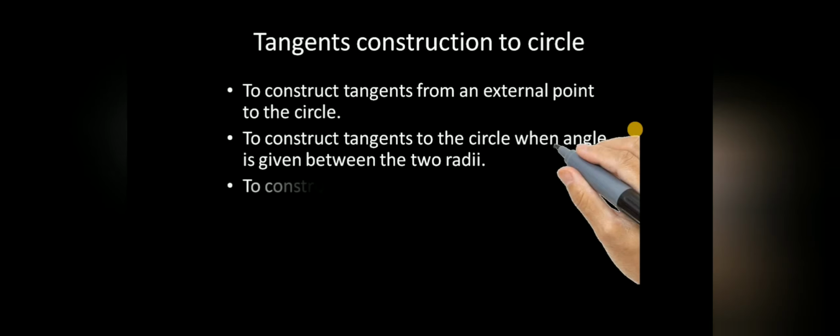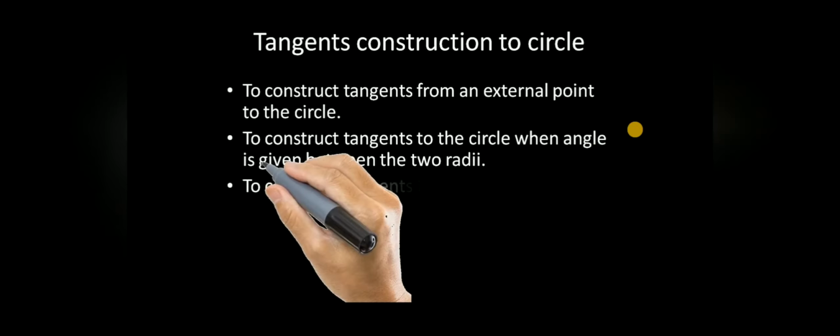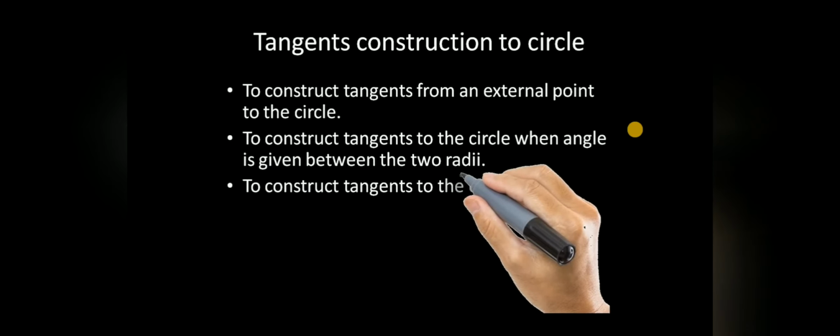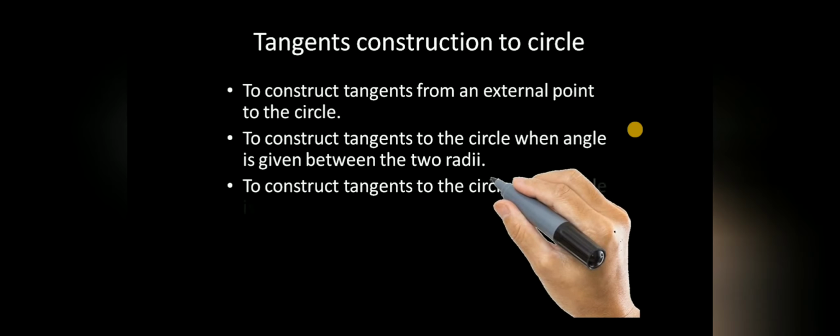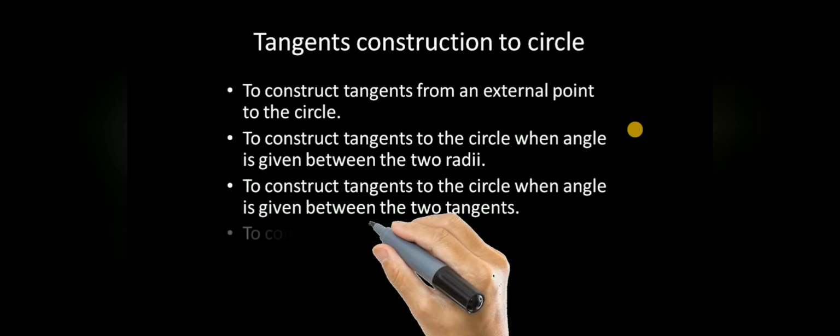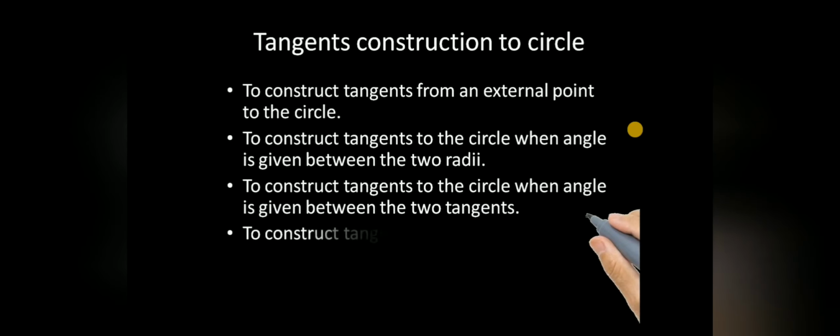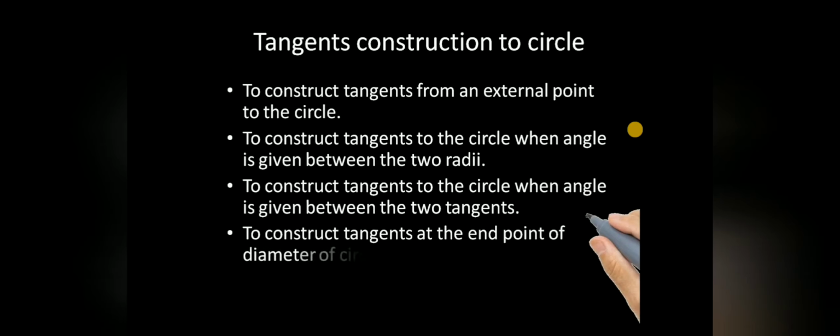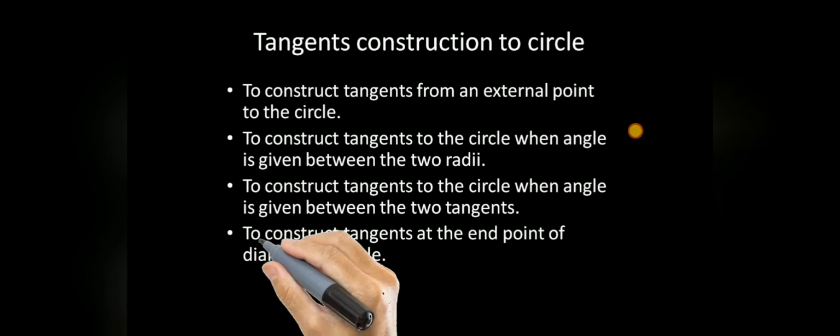And third one is to construct tangents to the circle when the angle is given between the two tangents. This is the third method. I am going to show one by one with an example. In this video I am going to show one example for the first method. And the fourth method is to construct tangents at the end point of the diameter of a circle.